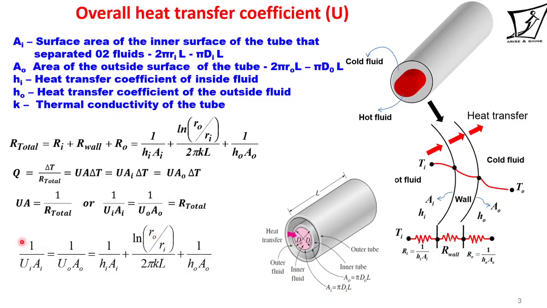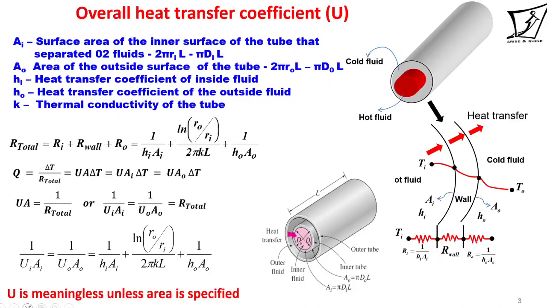So simplifying this further, 1 over Ui Ai is equal to 1 over U naught A naught is equal to 1 over Hi Ai plus log of Ro by Ri over 2 pi Kl plus 1 over Ho Ao. So this is the relationship between the overall heat transfer coefficient based upon either inner or outer area and the total thermal resistance offered to the path of heat transfer in the case of a tube-in-tube heat exchanger.